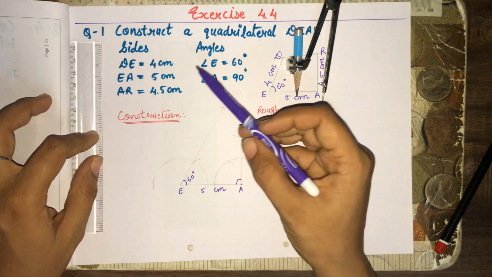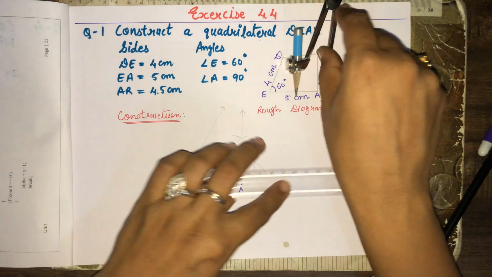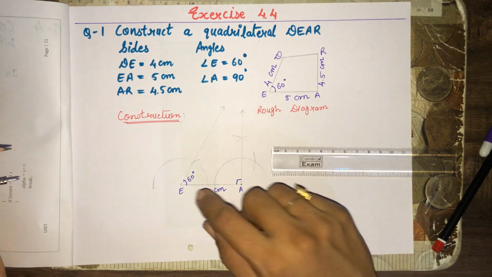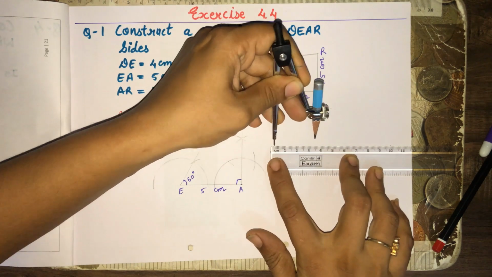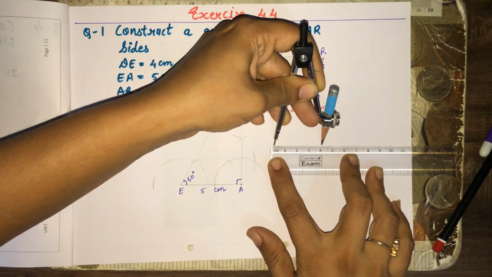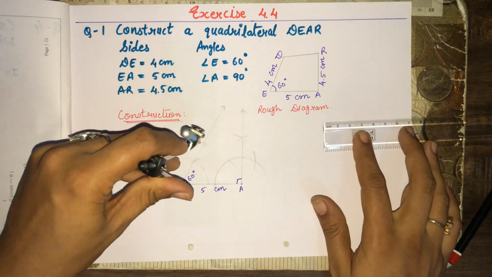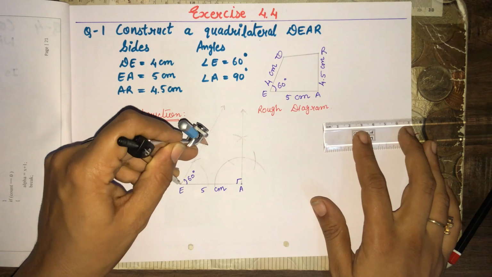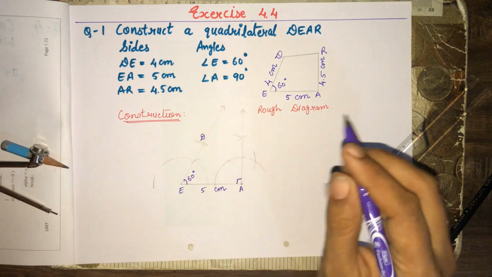Now we have to take the measurement EA 5 centimeter. For that, EA 5 centimeter we are done with. We have to go for DE 4 centimeter. So we'll take 4 centimeter radius, and from E we'll put the arc, and this point I will name as D.